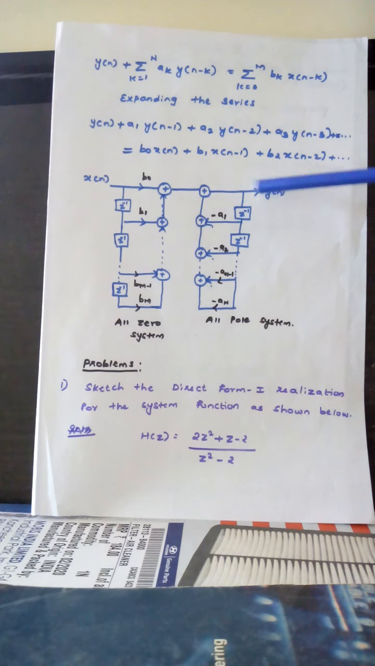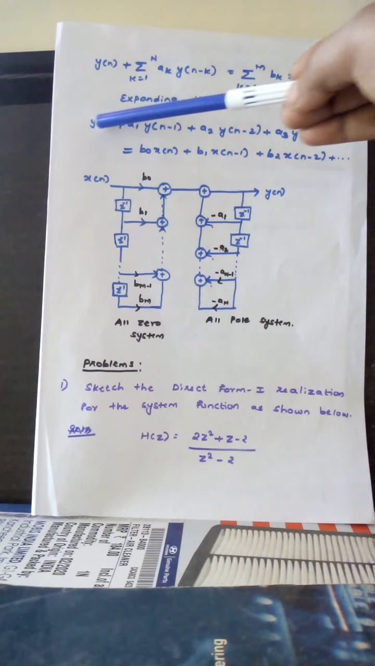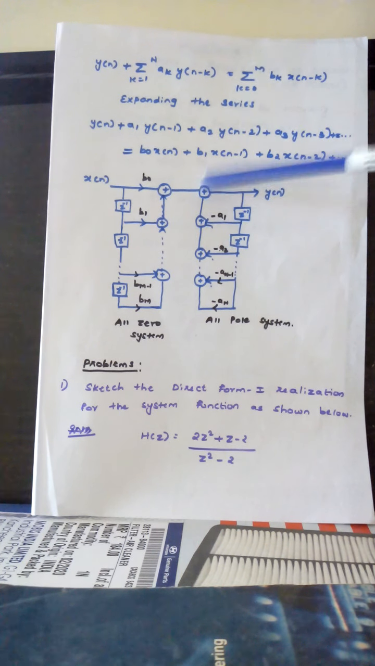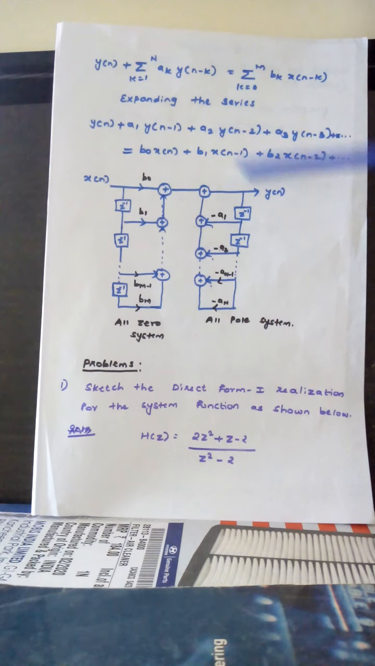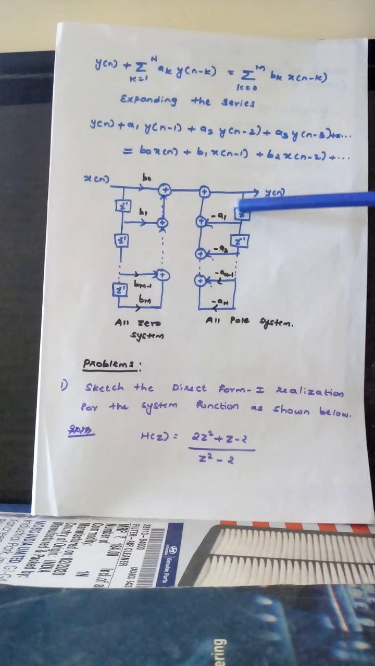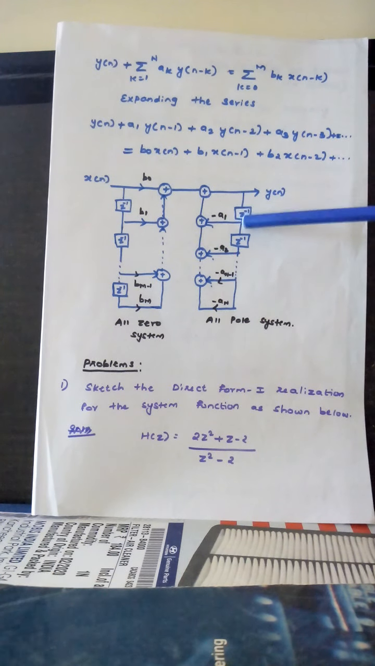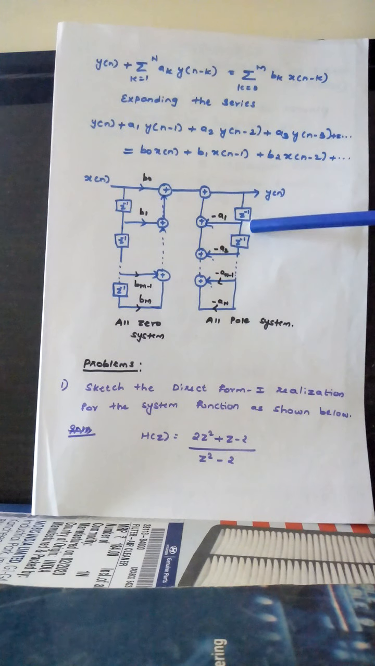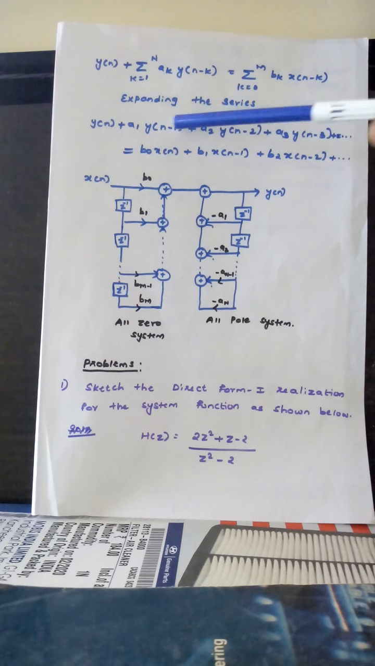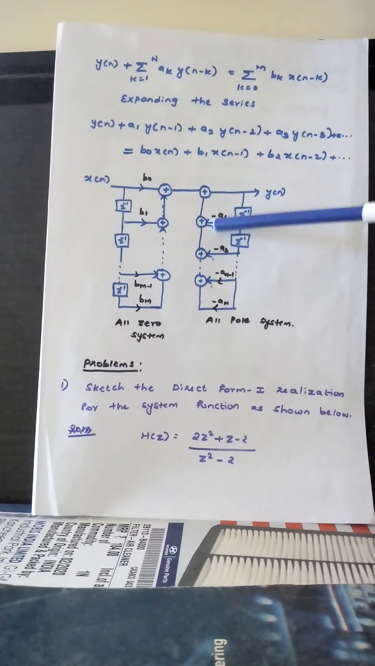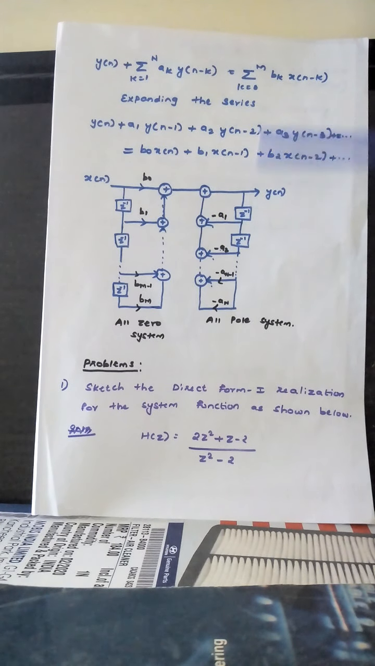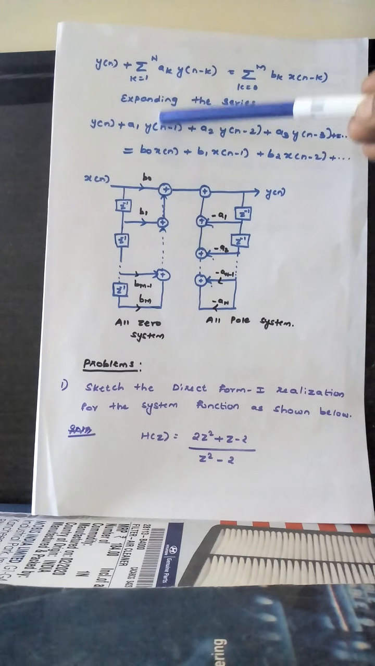So if you are drawing this block diagram, if you take y of n, so this is y of n, and this y of n is adding with a1 into y of n minus 1. So here we have to use one shifting operator. It is z to the power of minus 1. So we'll get the term y of n minus 1. So the y of n minus 1 is multiplied with a1. So here it is positive, so we have to take negative. It is minus a1.